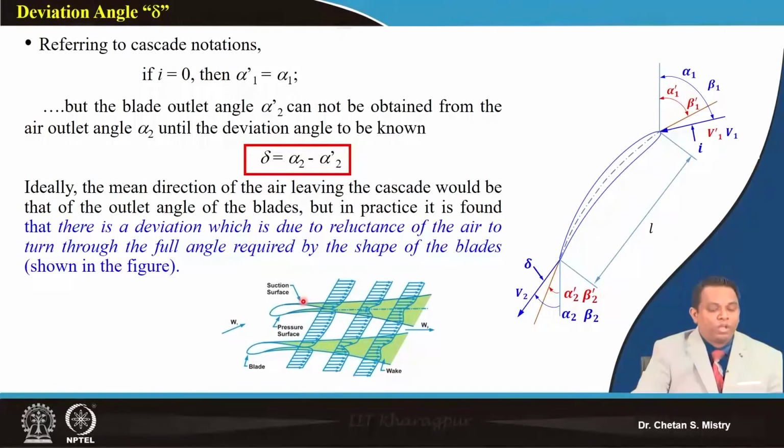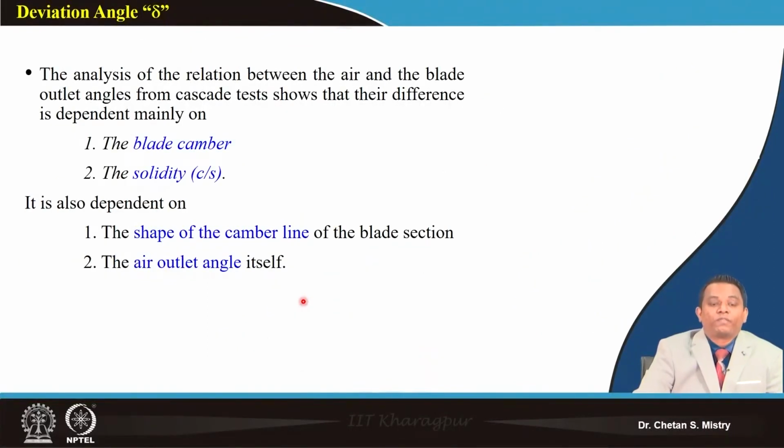Okay, now in order to understand this deviation angle, it mainly depends on different parameters. The parameters are the blade camber, we will see how that changes. Second is my solidity, which is the chord to pitch ratio. It also depends on the shape of my camber line. Yes, this is also very important. And what will be my outlet flow angle.